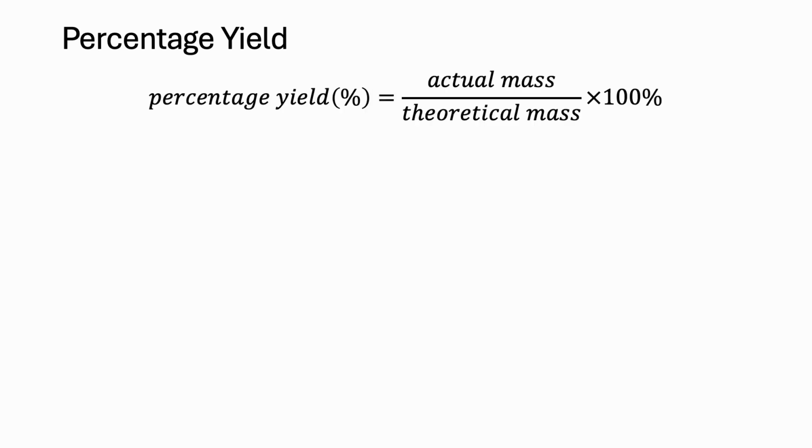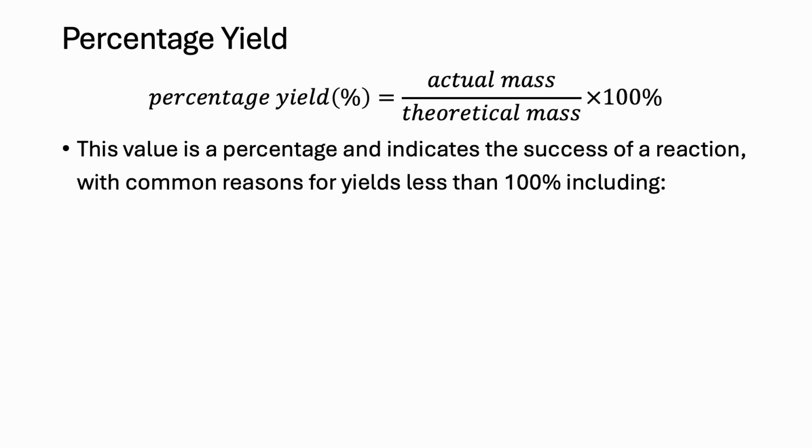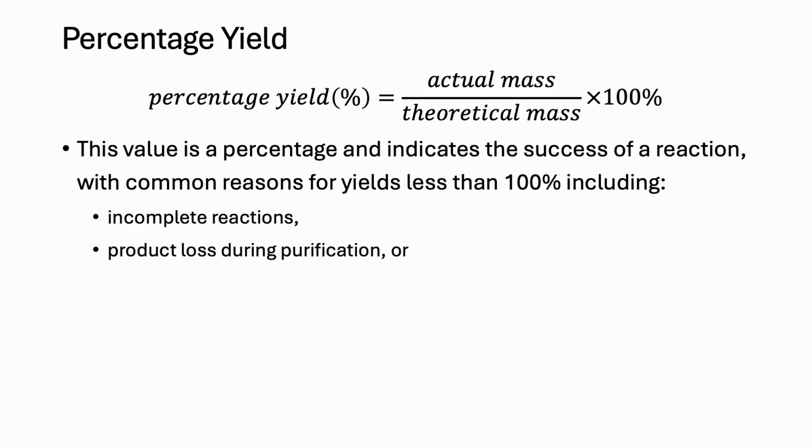So the formula is percentage yield equals actual mass divided by theoretical mass times 100%. This value is a percentage that indicates the success of your reaction, with common reasons for yield less than 100% including incomplete reaction, product loss during purification, or side reactions.